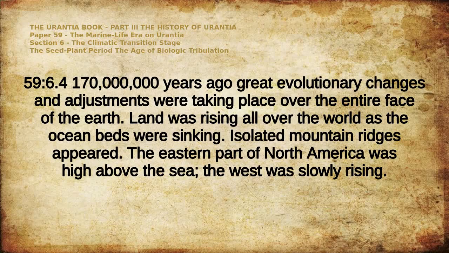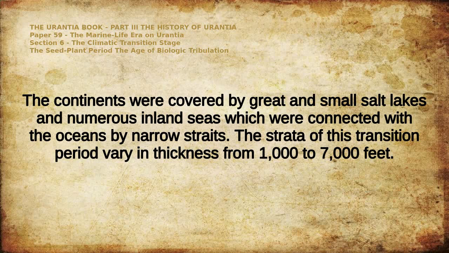170 million years ago, great evolutionary changes and adjustments were taking place over the entire face of the Earth. Land was rising all over the world as the ocean beds were sinking. Isolated mountain ridges appeared. The eastern part of North America was high above the sea, the west was slowly rising. The continents were covered by great and small salt lakes and numerous inland seas which were connected with the oceans by narrow straits. The strata of this transition period vary in thickness from 1,000 to 7,000 feet.